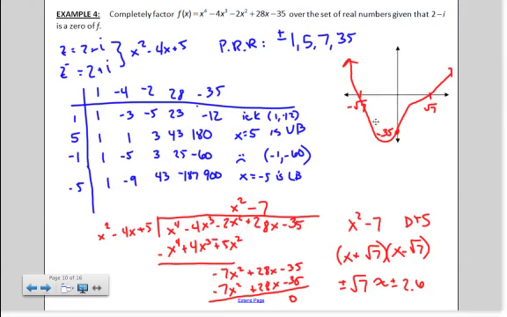Anyway, if you want to see what this is doing, go to your calculator, type this in and graph the whole function. You get a better graph. Okay.